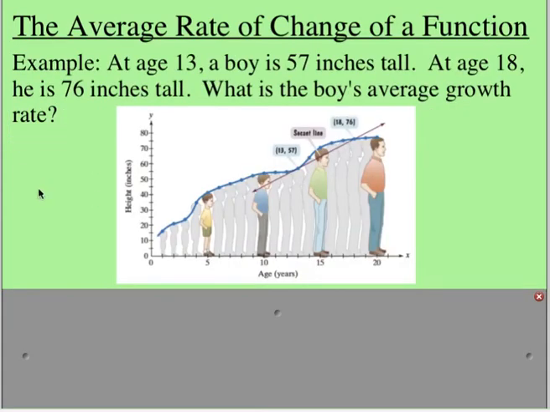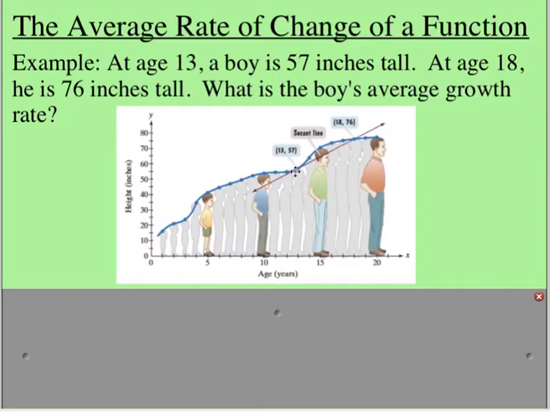It says at age 13, a boy is 57 inches tall, and at age 18, he is 76 inches tall. What is the boy's average growth rate? Now we know that you guys don't grow at a linear rate. You always grow differently. There's a little spike when you're younger, and then you grow at a more steady pace, and then you have another spike during adolescence. So if you look at the blue graph, it's not linear, but we still want to figure out what the boy's average rate of growth is. And so what we're going to do is find the slope of the secant line. A secant line is a line that connects 2 points on a curved graph.